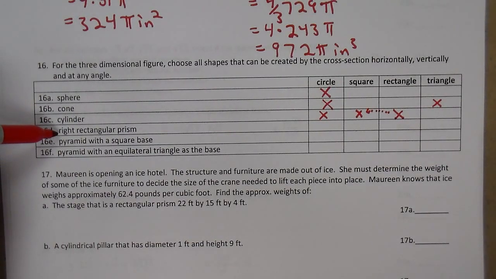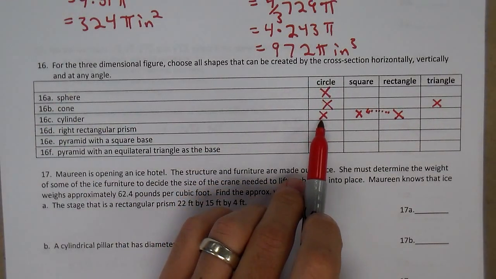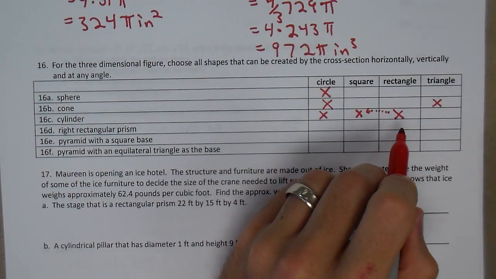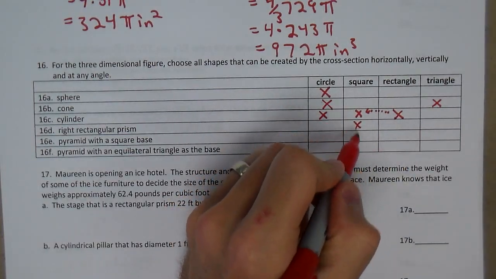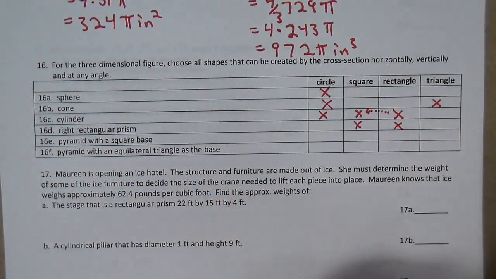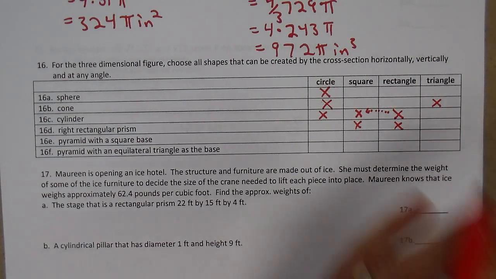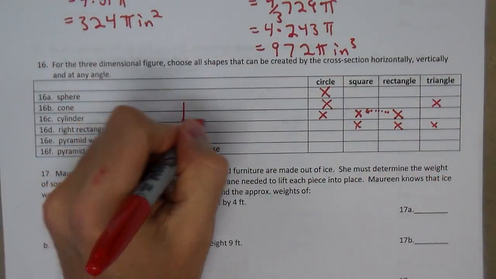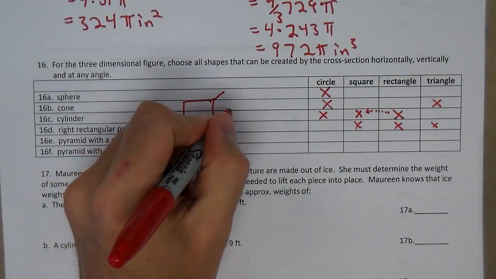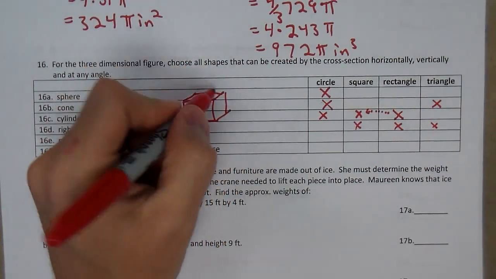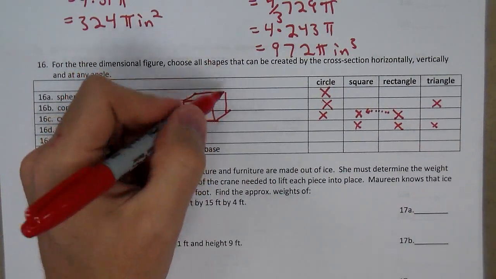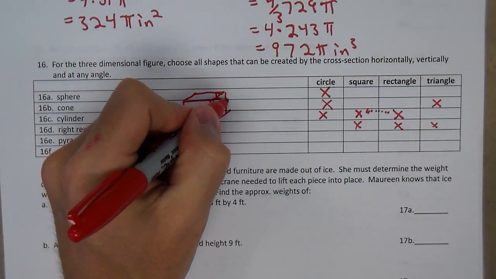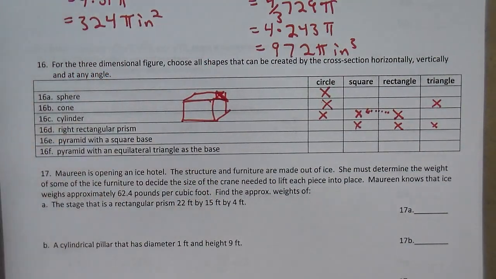A right rectangular prism. Well, I'm not getting a circle, that's for sure. Square depends on the dimensions. Rectangle, that's possible as well. And I could even get a triangle if I cut through like a corner, cut a slice off. If you're not sure, get a right rectangular prism and think of a piece of cake, and you just cut this corner off, it would cut through as a triangle.